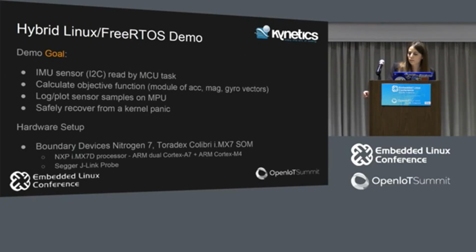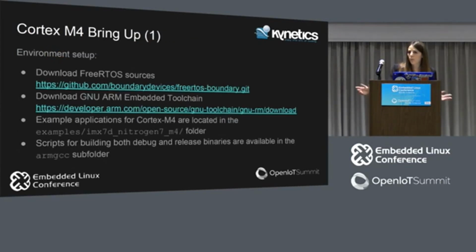So on the Cortex-M4 side, we are polling an IMU, so an inertial measurement unit. We are reading data from the sensor, and we want to send them to the master core and visualize them somehow. One particular use case that we wanted to address was to safely recover from a kernel panic on the master core. We will see later all the details, but first I wanted to introduce you on how to prepare your environment for developing an application on an AMP system.